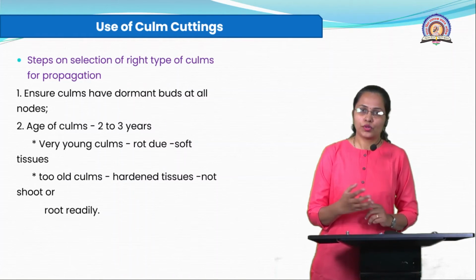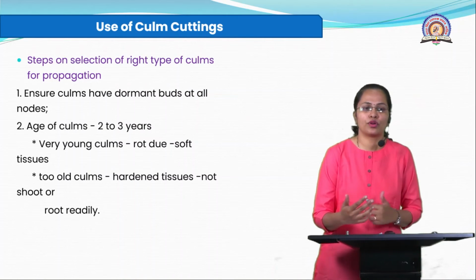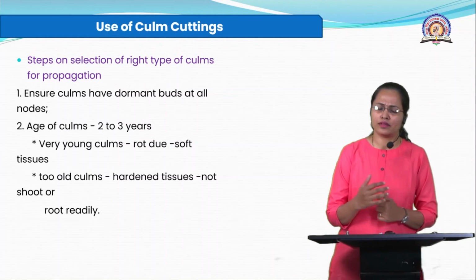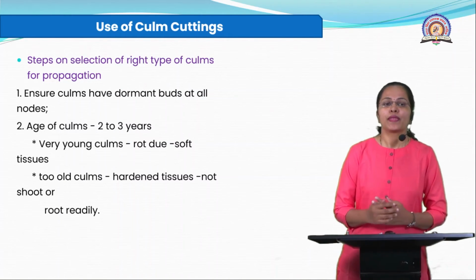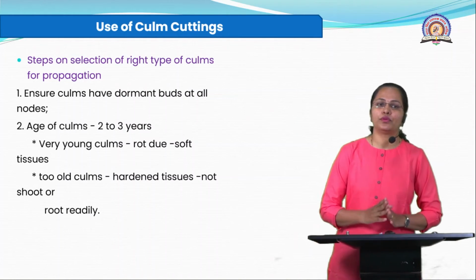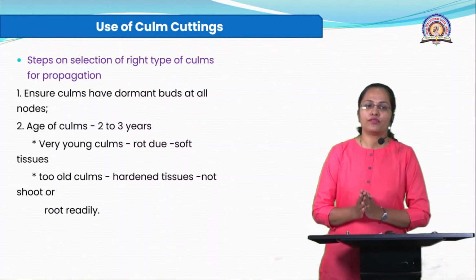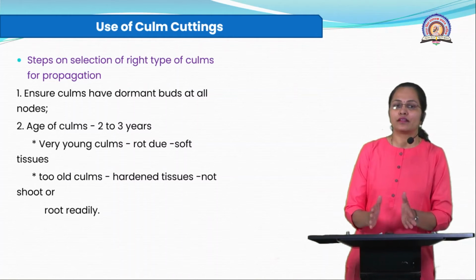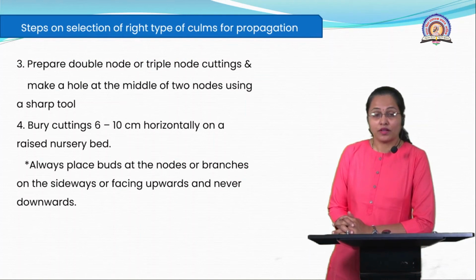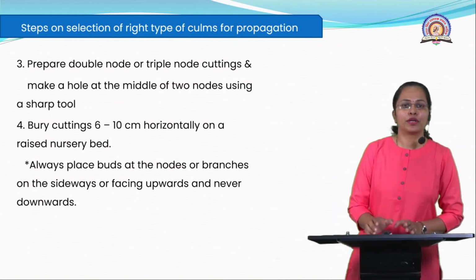And if we use too old a stem, then it leads to no growth. There is no production of shoot or root readily because the tissues are a bit hardened, and hardened tissue can't grow immediately as compared to a proper age clump. So at the time of selection, we have to take two important precautions: the age of the clump should be 2 to 3 years, and we have to select the clump which has the presence of dormant buds only. After selecting a proper age clump, we have to prepare a double node or triple node cutting.